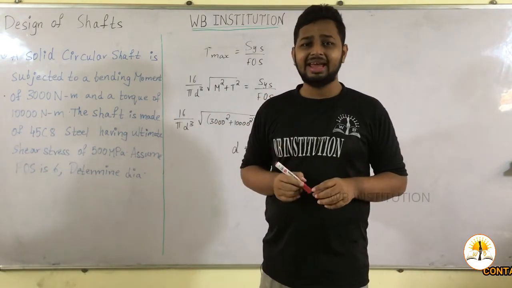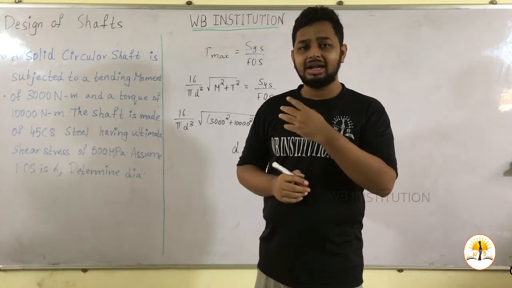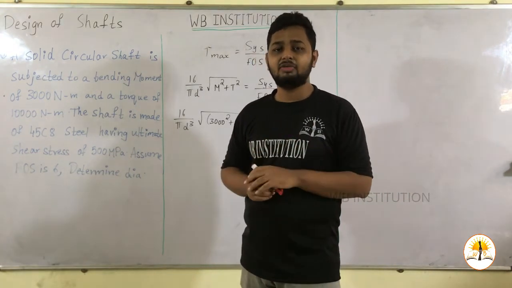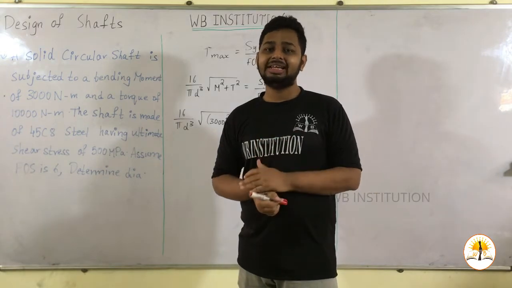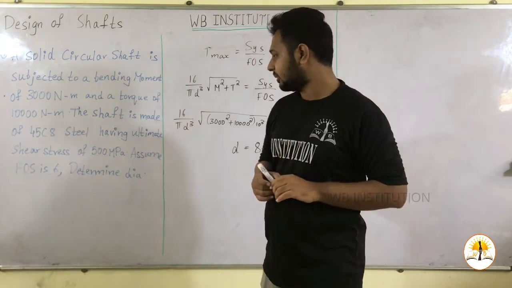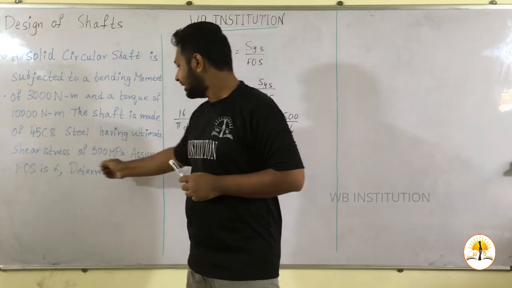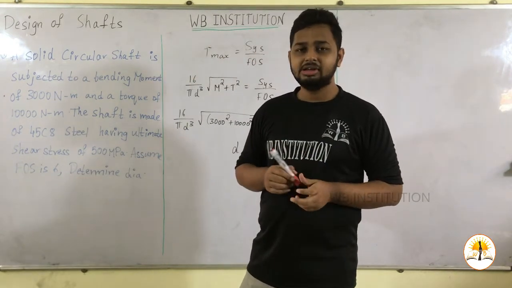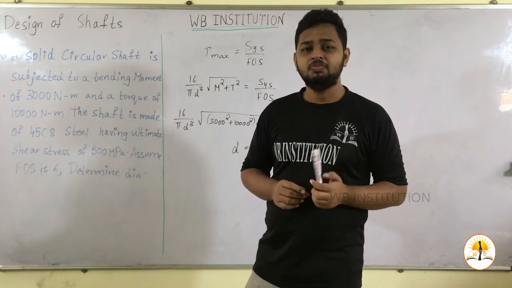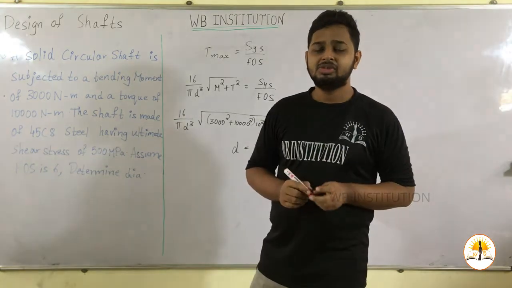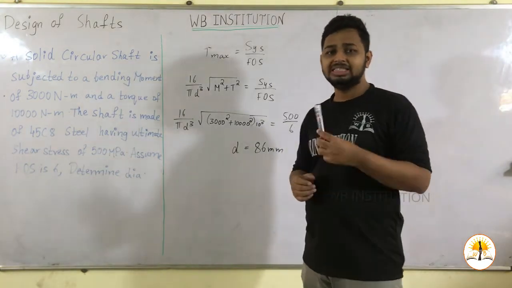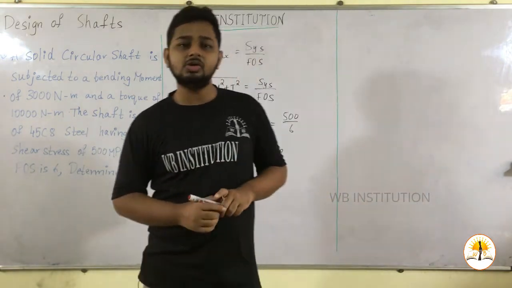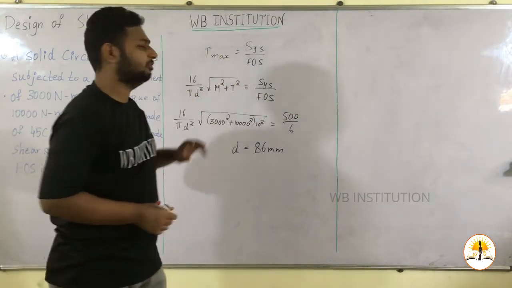That is SYS. So we have to write the equation as tau max equal to SYS divided by FOS. We should not take SYT divided by 2 into FOS. Now assume FOS is 6, determine the diameter of the shaft. So they have given the value of the factor of safety also. So now we have to solve the problem on the basis of the maximum shear stress theory, that is tau max equal to SYS divided by FOS.